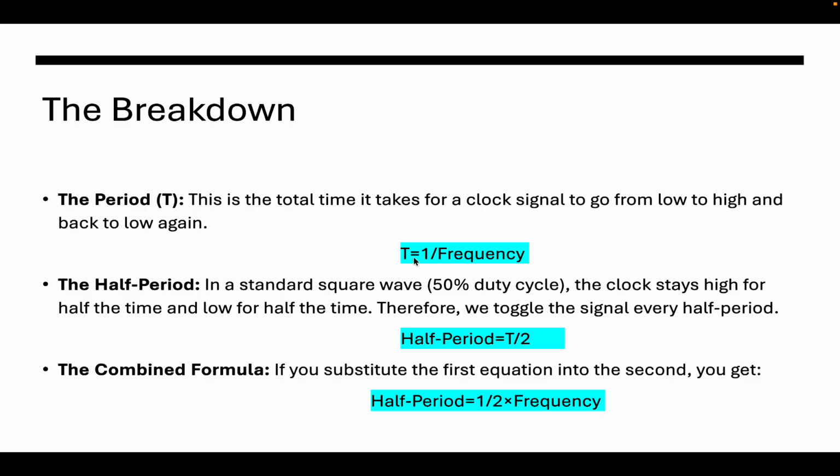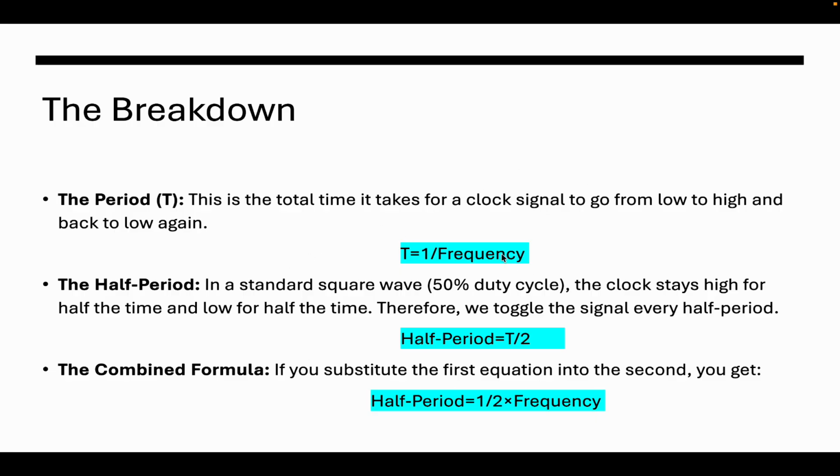Whatever your frequency is, consider you have 100 megahertz, that is 100 into 10 power 6. So this time period is going to be 1 by 100 into 10 power 6. The half period: in a standard square wave with 50% duty cycle, the clock stays high for half the time and low for half the time. So as I told in the first slide, you will have half for a positive cycle and half for a negative cycle. So that is what is half period.